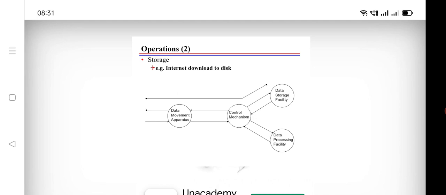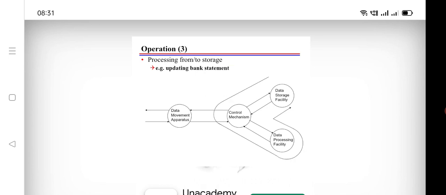Coming to the second operation, which is a storage operation: downloading from the internet to the disk. How will the functions work? First, the data is collected by the data movement apparatus, then it is given to the control mechanism, then it is given to the data storage facility. In the data storage facility, the data is stored.